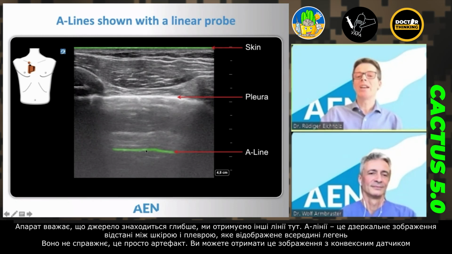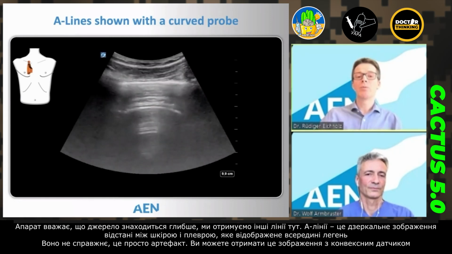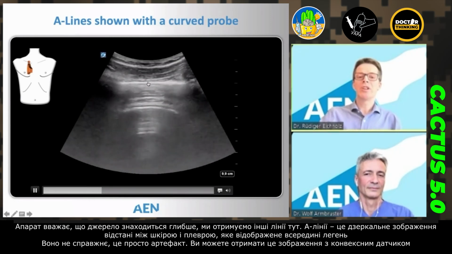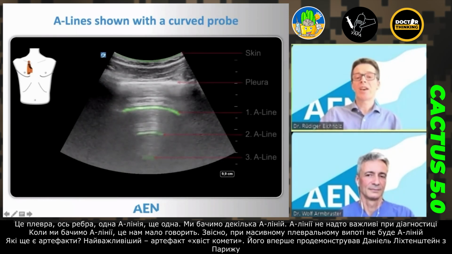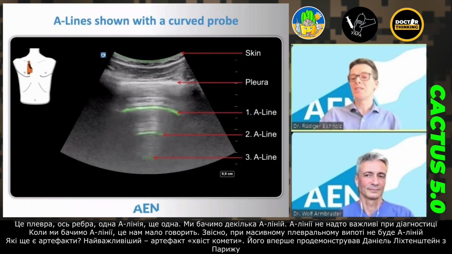And so the definition of A-lines is a mirror image where the skin to pleura distance is being depicted inside the lung. And of course, this is not real. This is just artifact. And you also can have this with a curved probe. You see it here. The pleura is here. The real pleura and ribs are here. And now we've got one A-line here, another one here. And we can hence have several A-lines being depicted.